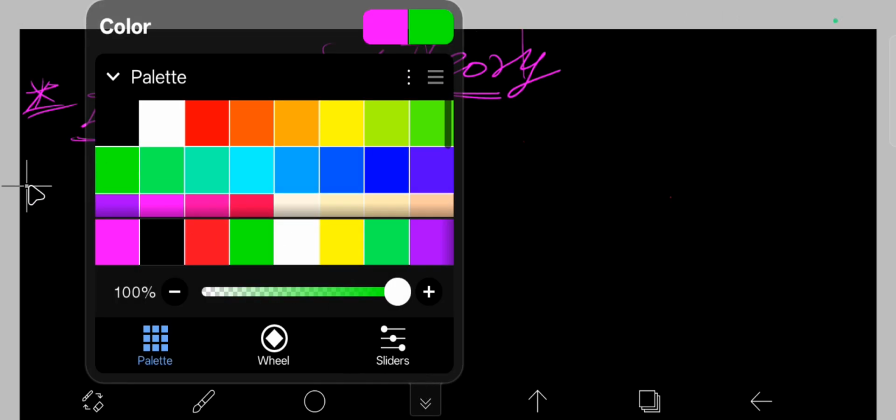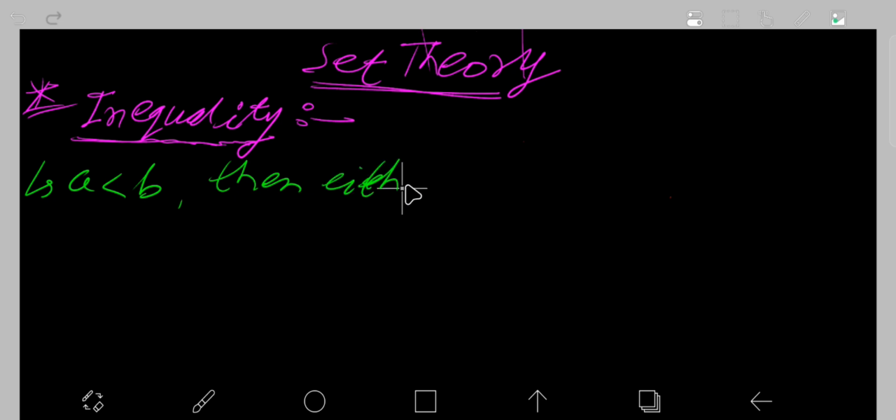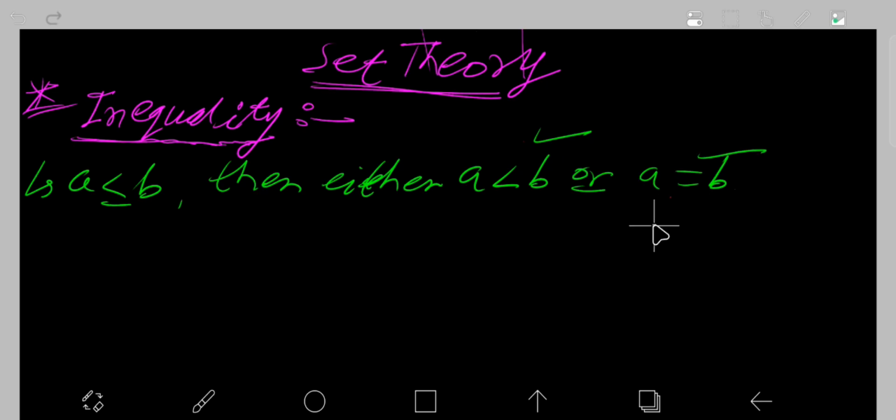So firstly, we see some properties of inequality. The first property is: if a is less than or equal to b, then we say that either a is less than b or a is equal to b. Either this one is satisfied or this one is satisfied; any one condition being satisfied is enough when this is given.